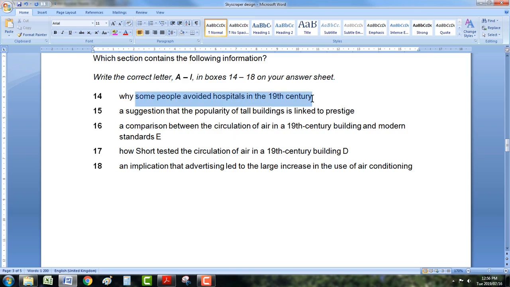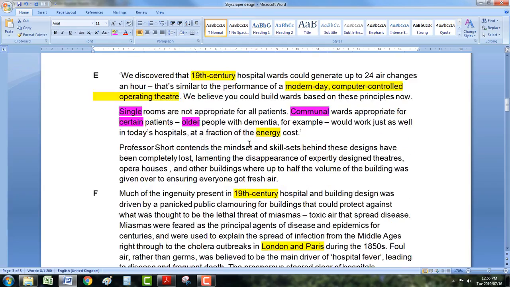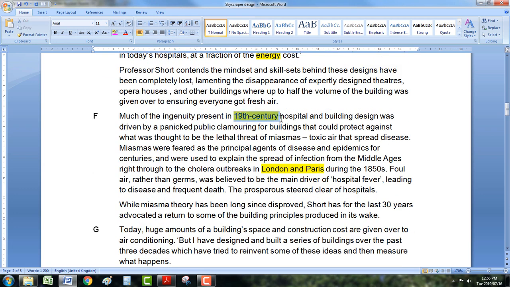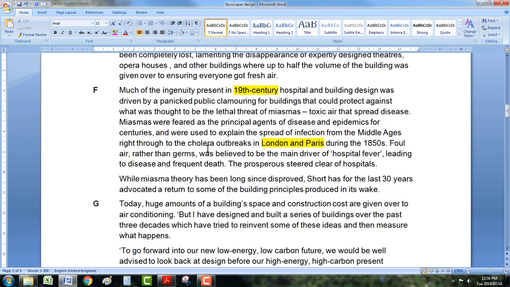Why some people avoided hospitals. I remember we were talking about the public, that's people, and it would be a good guess to just go for F here, because this is the other 19th century paragraph. But try and see people or avoided and hospitals. It's difficult language. There's just a synonym for avoided. And if you don't know it, you don't know it. But you could probably guess F for this one. But that's actually our target sentence over there.